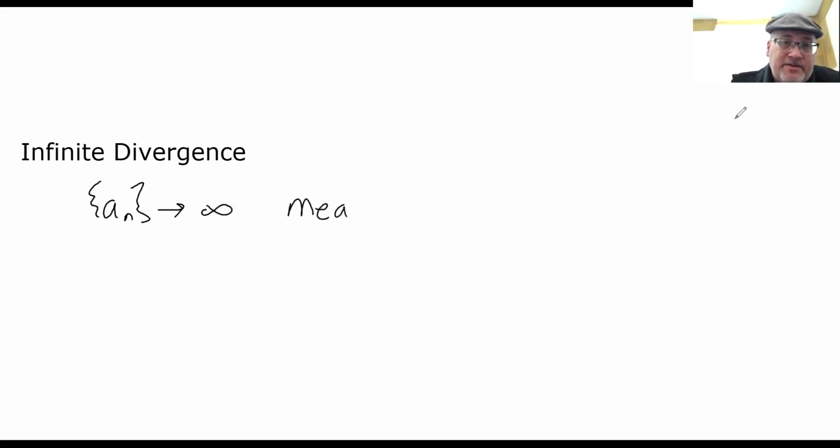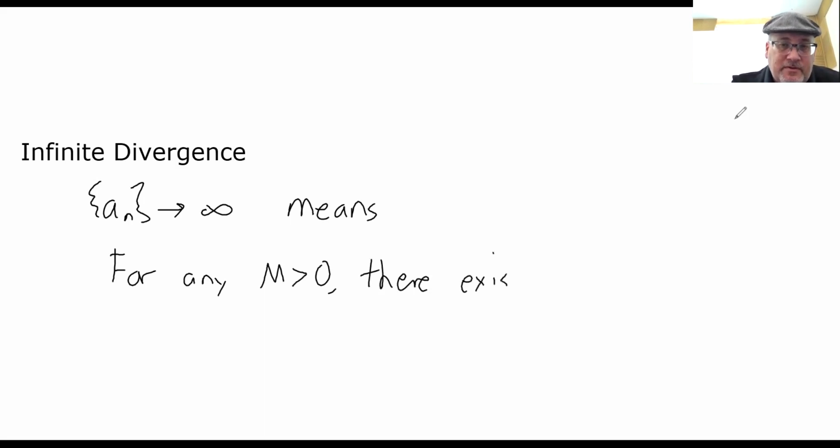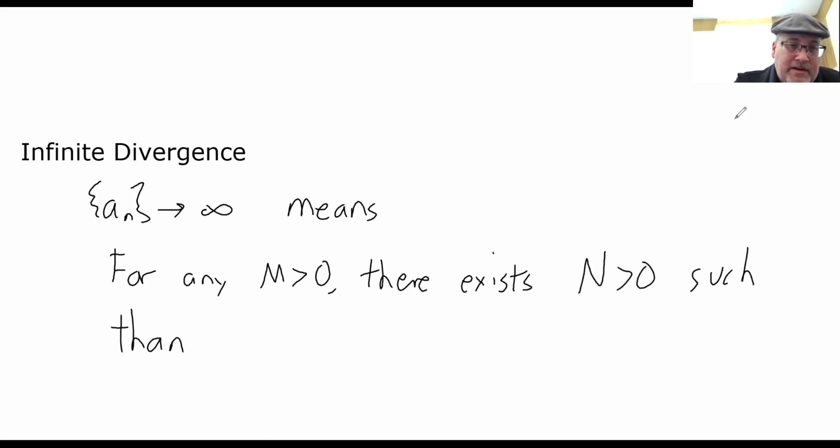So let's start by saying we have a sequence that diverges to infinity. For any M greater than 0, there exists a capital N greater than 0, such that little n greater than big N implies that a_n is greater than M.